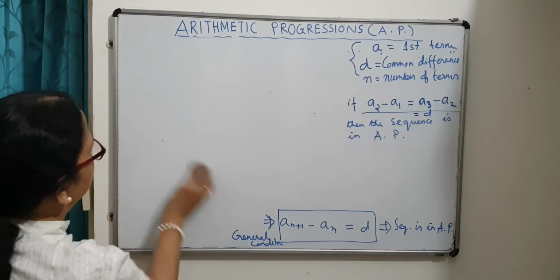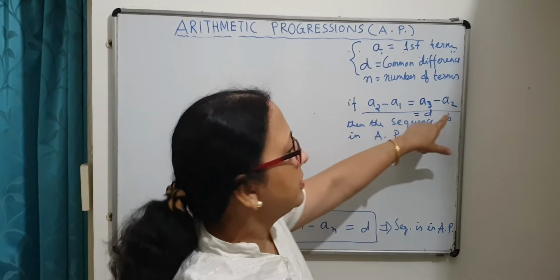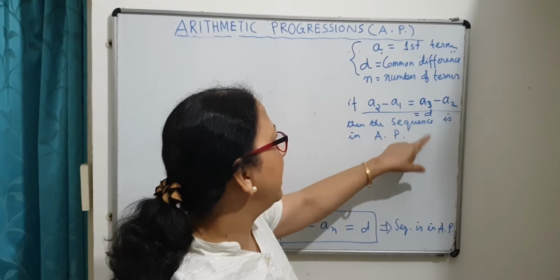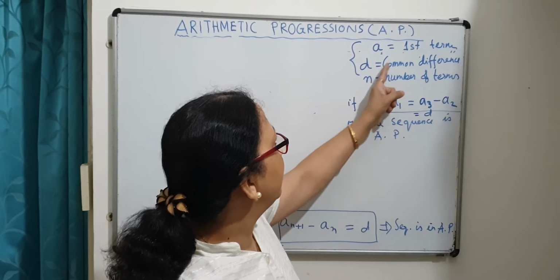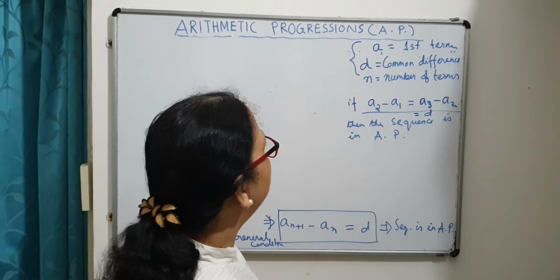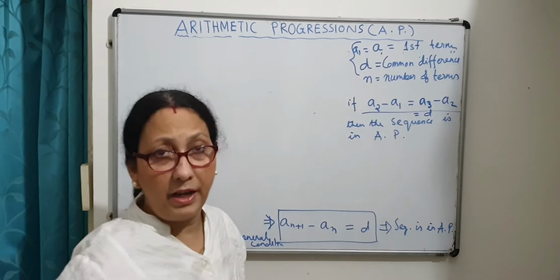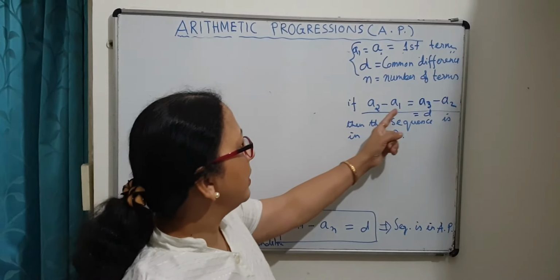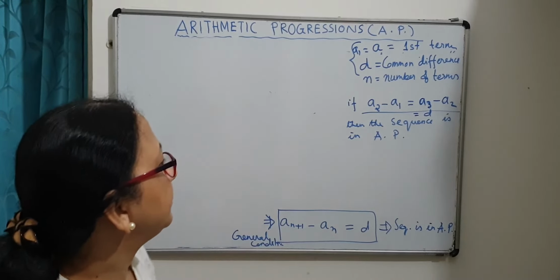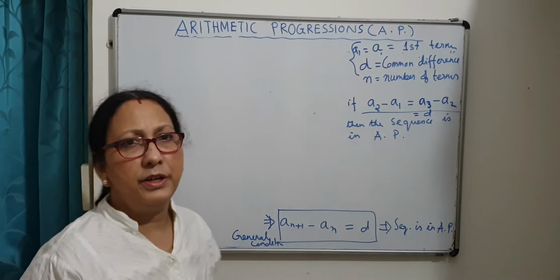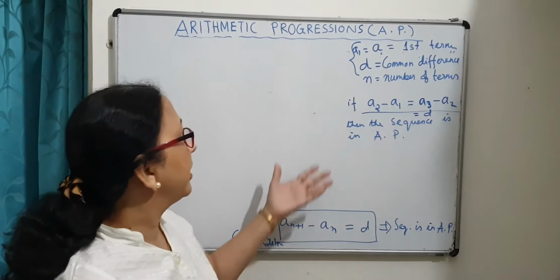So these two things we have to remember: if this condition is satisfied, then the sequence is in AP, and this fixed difference is known as the common difference. The first term A1 is denoted by A, and the common difference, that is A2 minus A1, is known as D. In general we say this. Now let us give some examples where you can check these things.